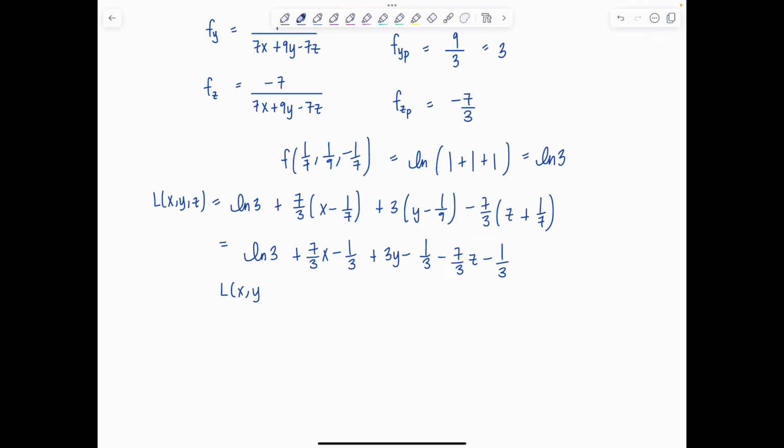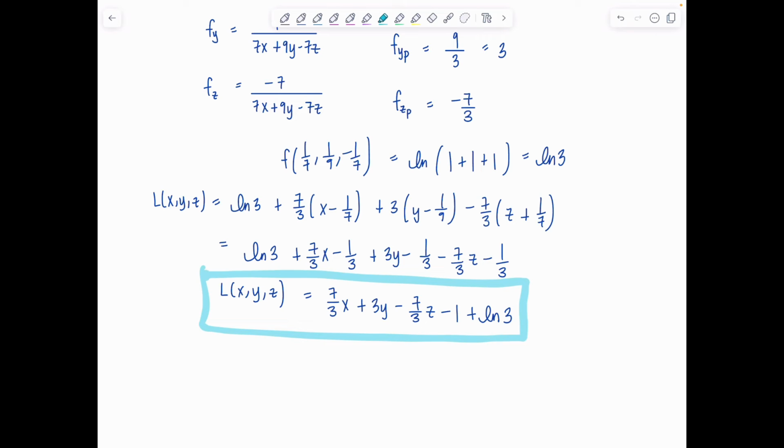So at long last, we can just say this is, you could put, I don't know, let's put the variables first. It'll look cuter. 7/3 x plus 3y minus 7/3 z, negative 1/3, negative 1/3, negative 1/3 is negative 1, plus ln of 3. Beautiful. So they could put it in whatever order they want on the right hand side. This needed to be simplified, and they have to write L of x, y, z. That it's the linearization. It's not actual f of x, y, z. No, no, no.